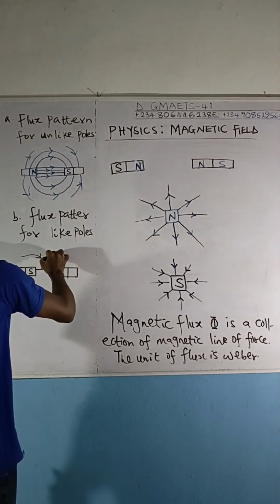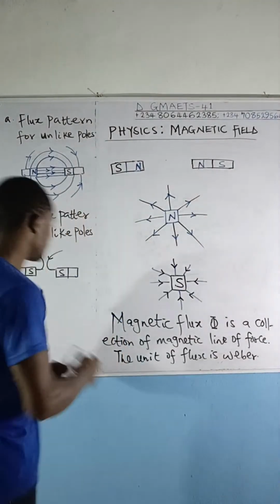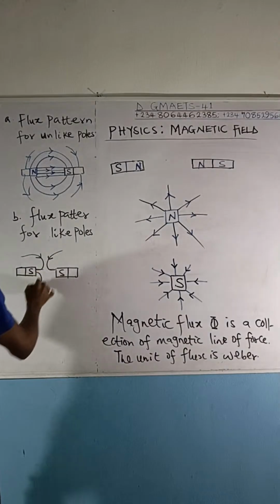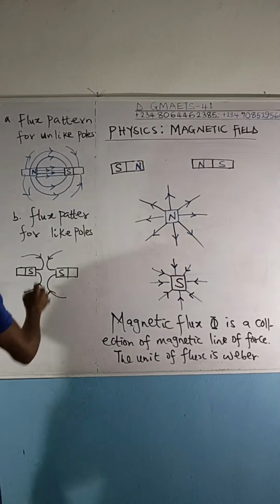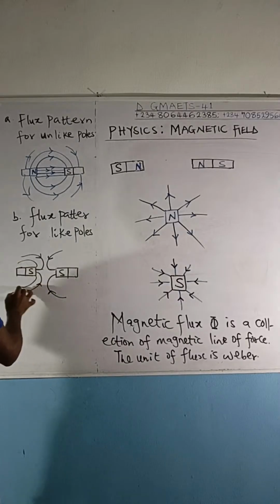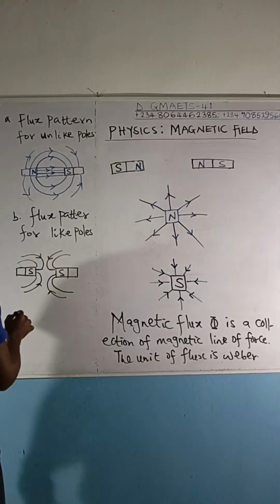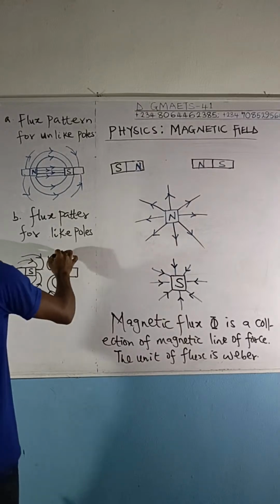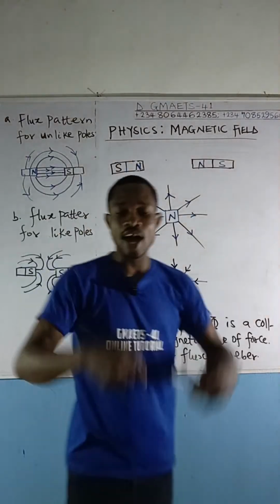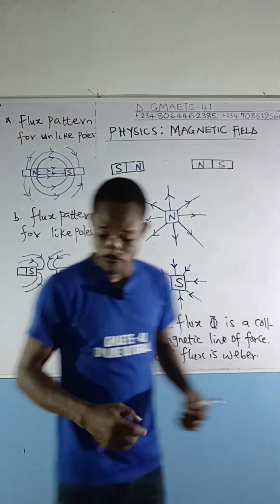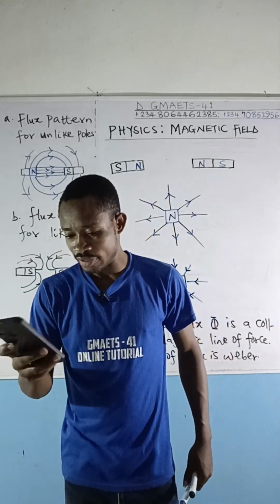I told you that the flux pattern for south converges towards south. So we have something like this again. We have something this way. The arrow will be drawn in such a way that it will converge towards the south, because for the south pole, lines of force converge to it. I hope this has not cut off. Okay, it's in line.